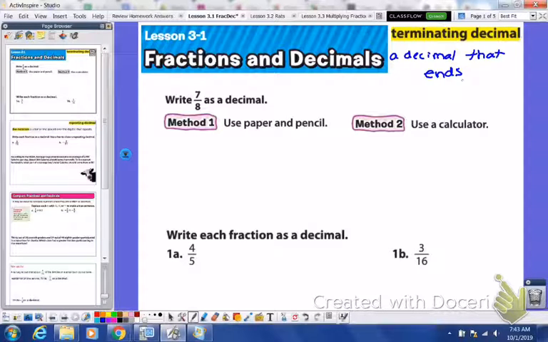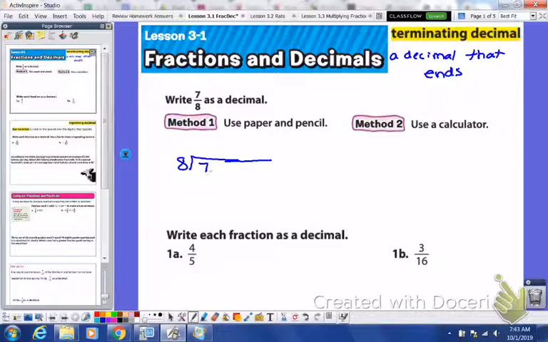So our first number, we want to write 7/8 as a decimal. The first method you could always use is paper and pencil, meaning we're going to do some long division. So I'll show you the way that I do long division. I know you guys might do it a little differently. So remember that a fraction means that we are dividing. So we're taking 7 divided by 8.